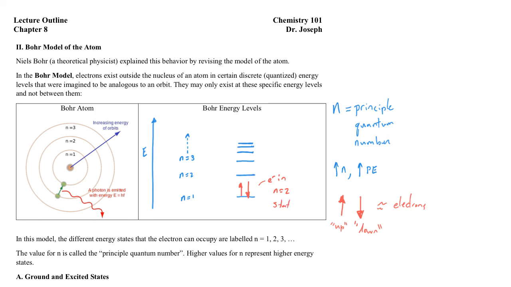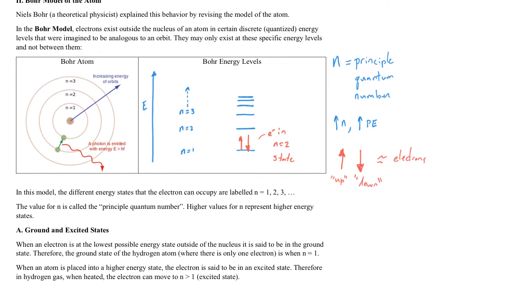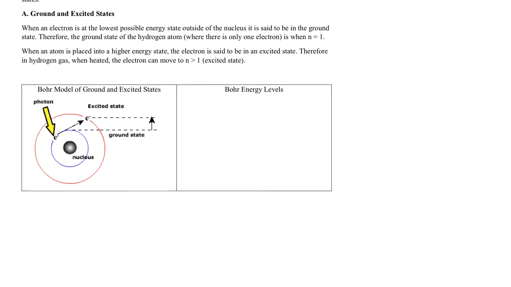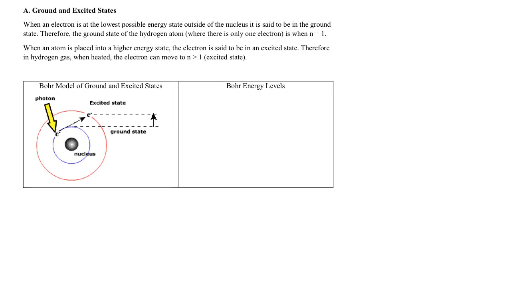So we'll just call it the state. Okay, they're in the n is equal to 2 state. So we also learned how the Bohr model explains the energy changes going on with electrons when they're excited, when the electron absorbs energy, and when they relax to a lower energy state, and how they emit photons.